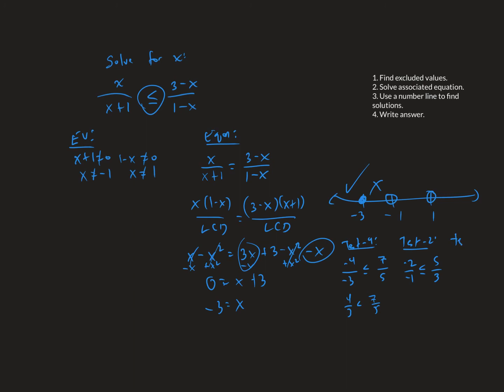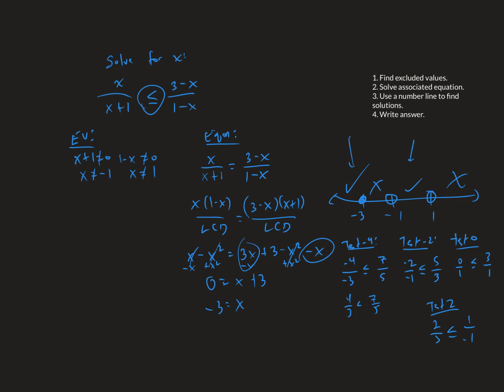Now I'm going to test 0. 0 over 1 is less than or equal to 3 over 1, so 0 is less than 3, that's true. And now I'm going to test 2. So 2/3 is less than or equal to 1 over negative 1, definitely not true. So my solutions are this interval and this interval.